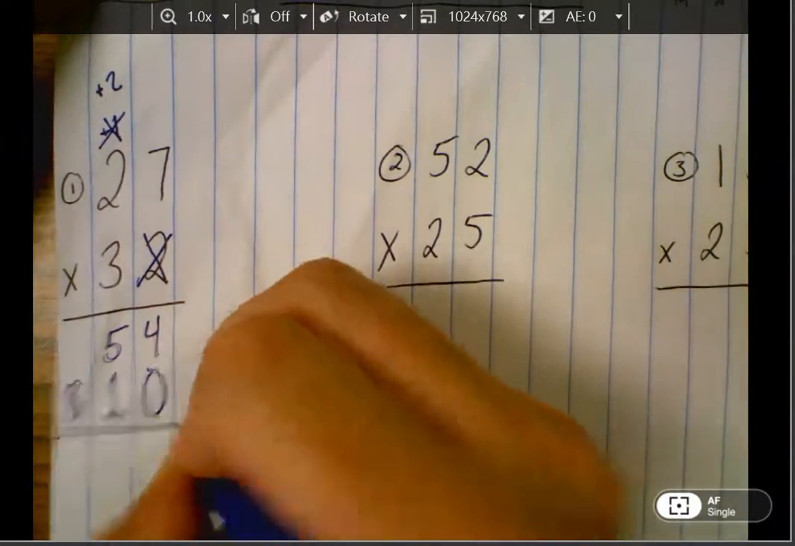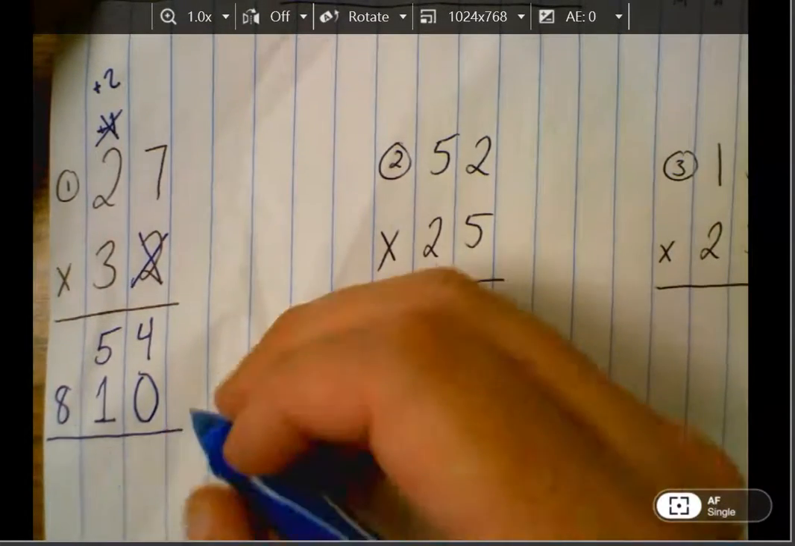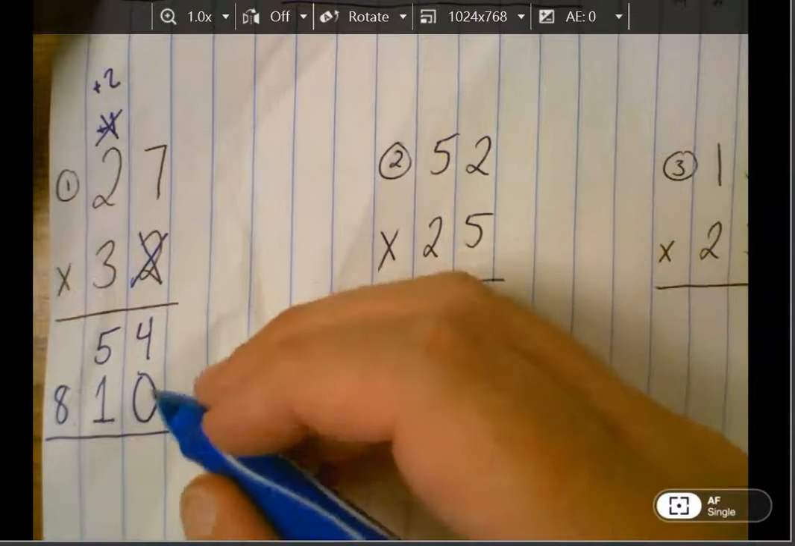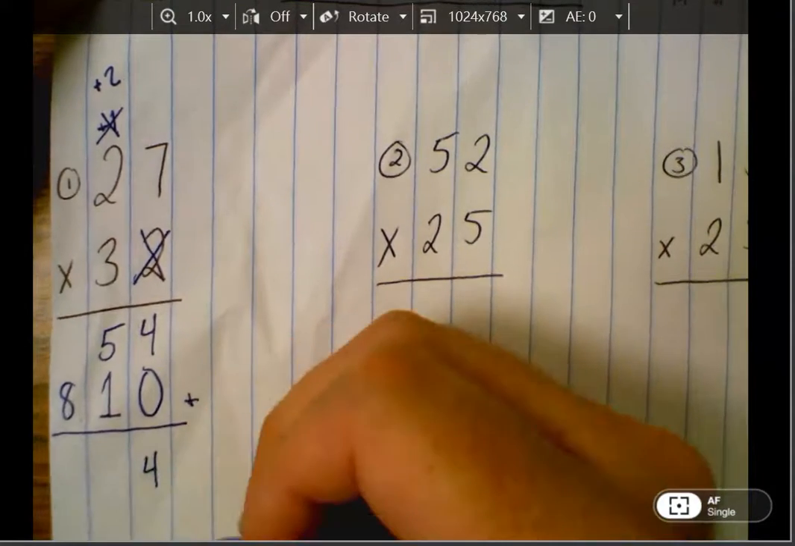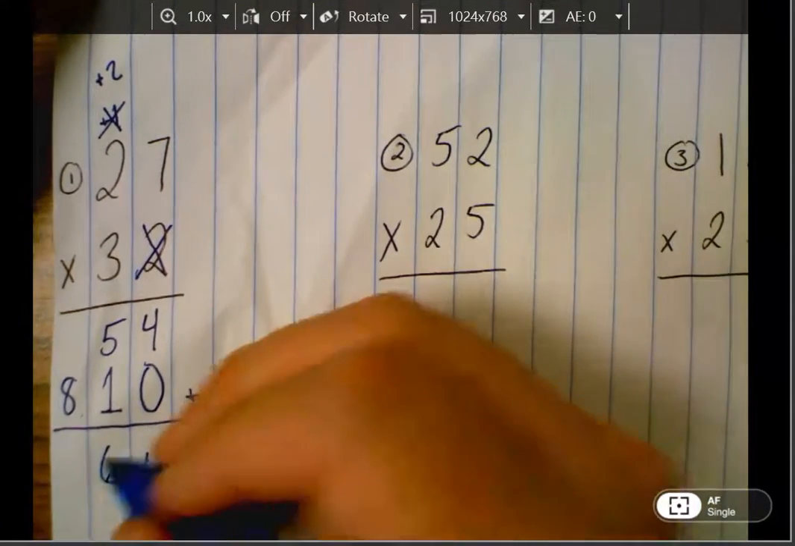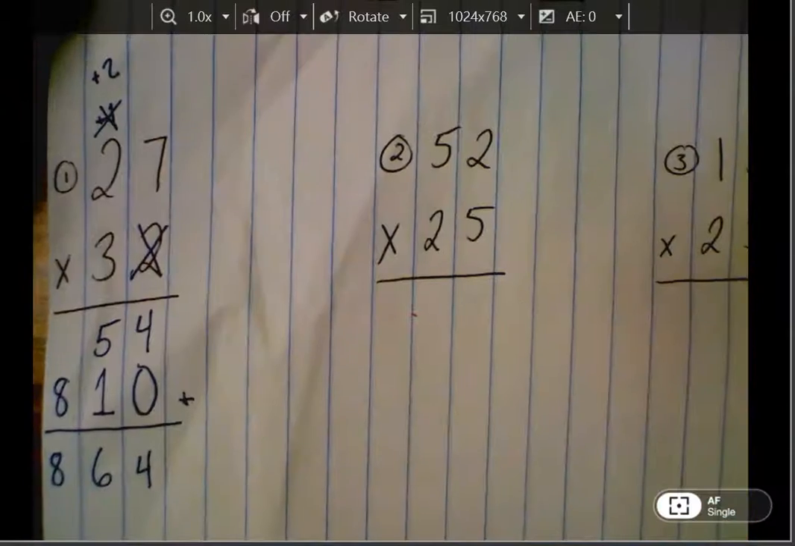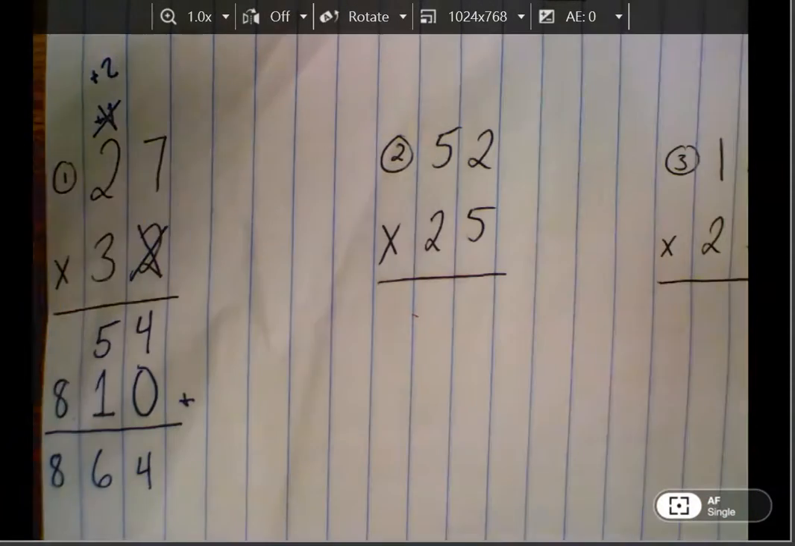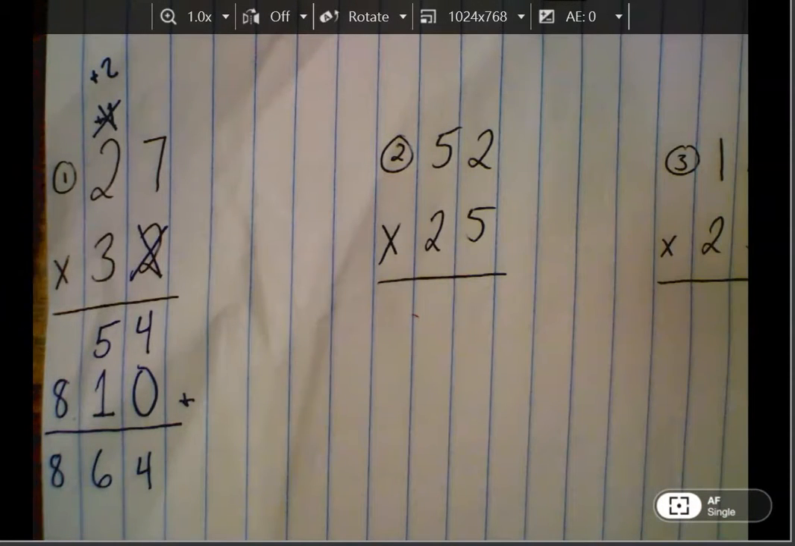So for the first problem, I'm going to add 54 plus 810. When I do that, I'm going to end up with the 4 in the ones, 6 in the tens, and an 8 in the 100s. So my final answer, my product, is 864. 27 times 32 is equal to 864. The reason we add here is because multiplication is repeated addition.